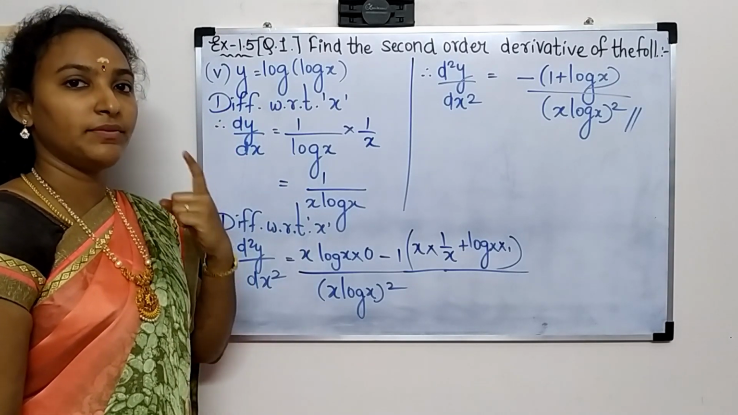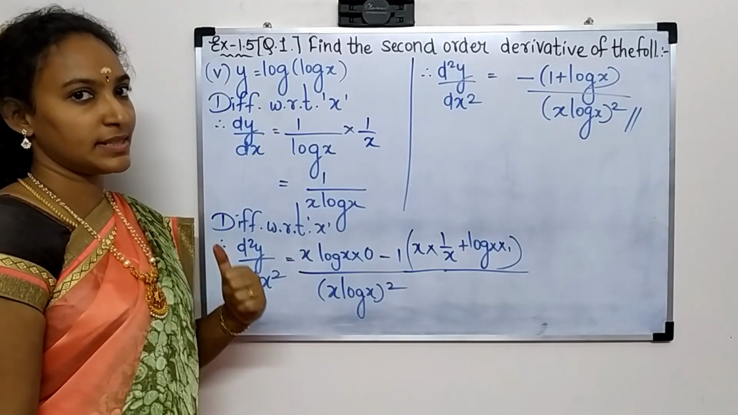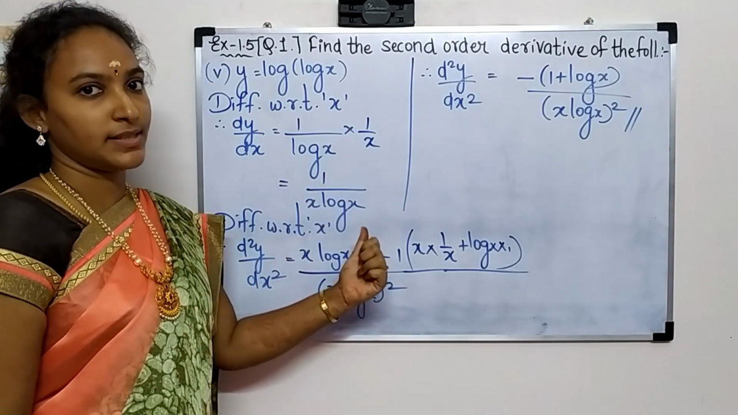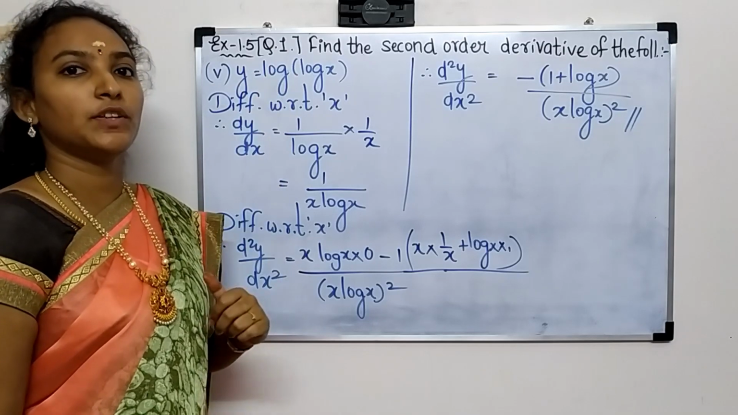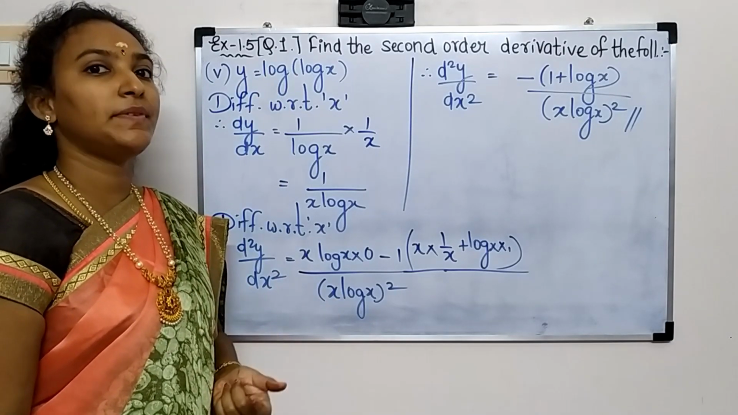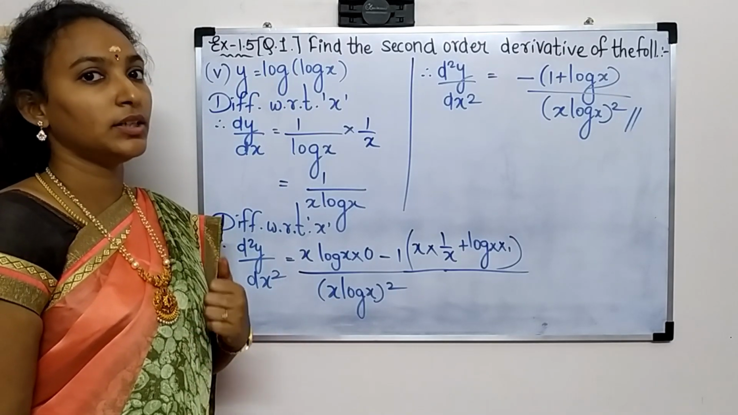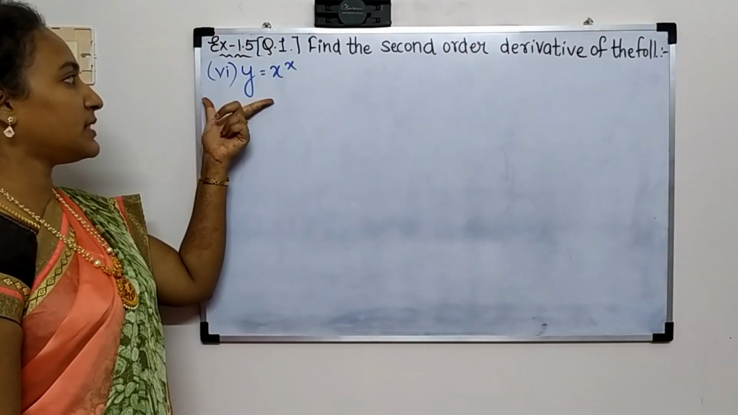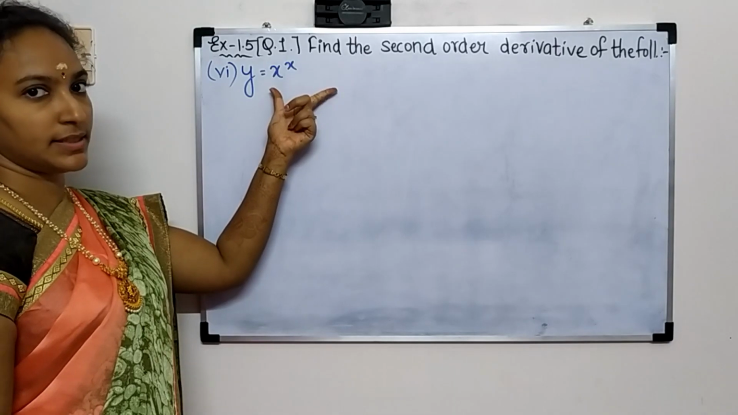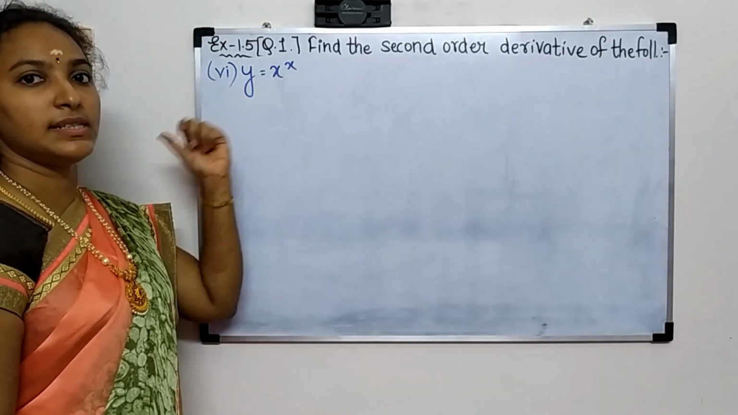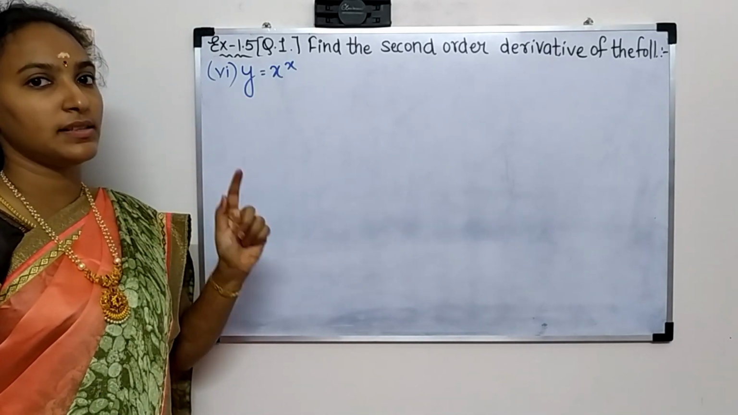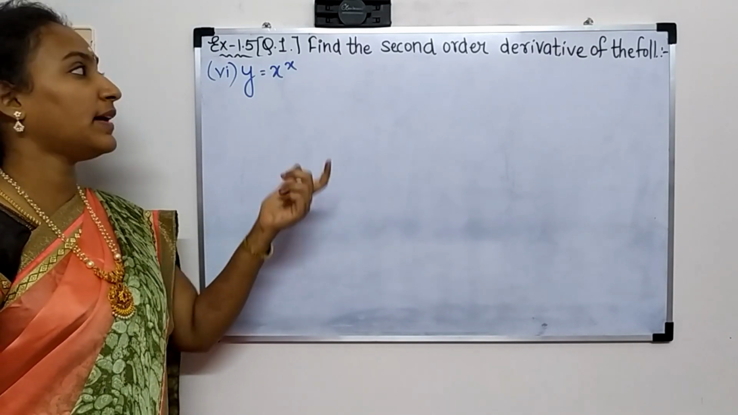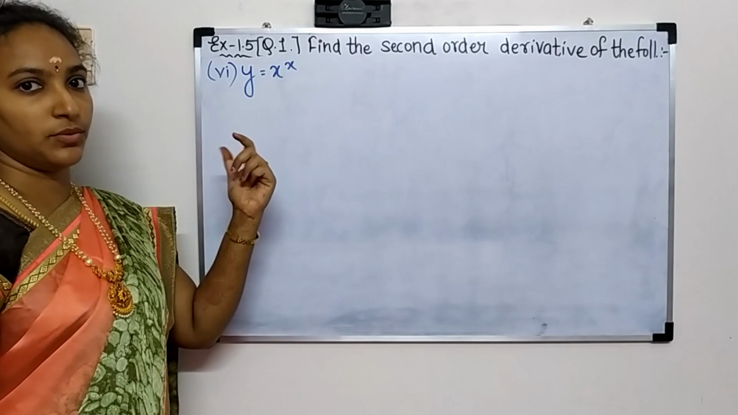Now we are left with only one question, that is the last question number 6. That is also very easy. So once question number 6 is done, we will be completing our question number 2. In the next video, we will be solving question number 2. You see, we have the question number 6, y equal to x power x. We know the answer for this, that is x power x into 1 plus log x. That is the first derivative. Now we need to find the second order derivative.